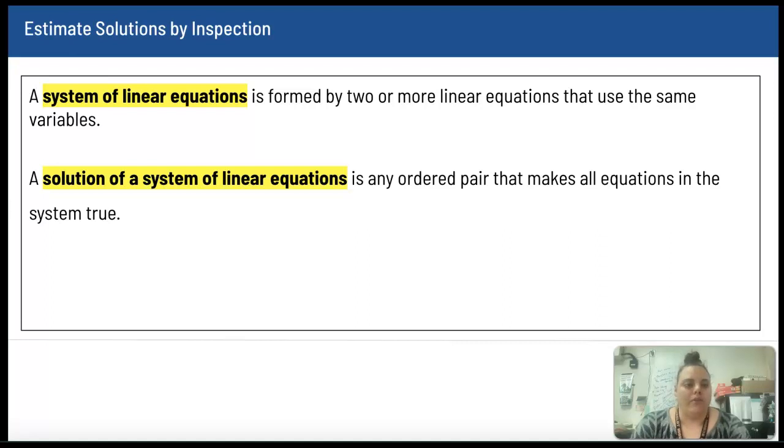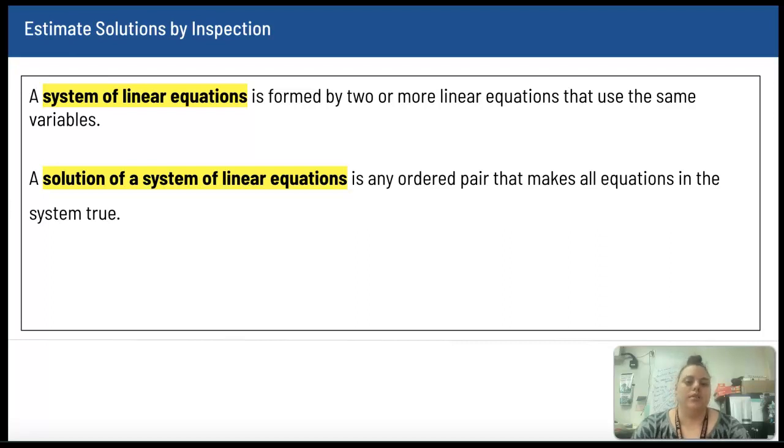Let's define a couple of things. A system of linear equations is formed by two or more linear equations that use the same variables. So we'll traditionally see a ton of x and y. It's going to be sets of equations that both use x and y, and you could graph them on the same graph.